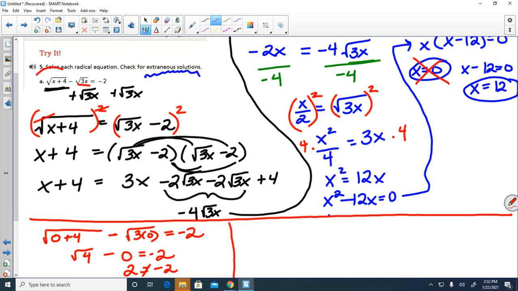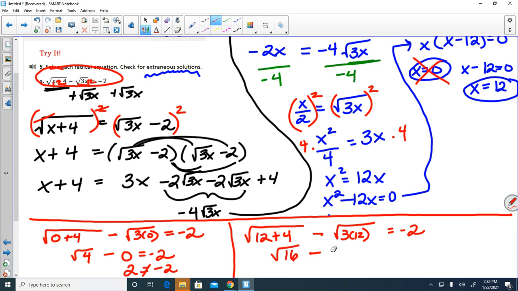I'm going to take the original equation. I'm going to put 12 in for x right here, and another 12 in for x right there. So the square root of 12 plus 4 minus the square root of 3 times 12. We want to see if that equals negative 2. So that would be the square root of 16 minus the square root of 36. Square root of 16 is 4. Square root of 36 is 6. 4 minus 6 is negative 2. Okay, so we do have one solution here. X equals 12.